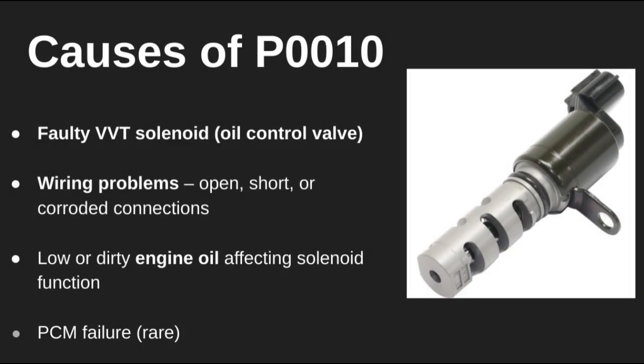There are a few common causes for this code. First up, a faulty VVT solenoid. This part controls oil flow to the camshaft actuator and can fail electrically or mechanically. Next, look at the wiring and connectors. A short, open circuit, or corroded pin can prevent the solenoid from operating. Dirty or low engine oil is another big one. The solenoid relies on clean, pressurized oil to function, and in rare cases, the issue could stem from a PCM malfunction, but that's usually the last thing you check.